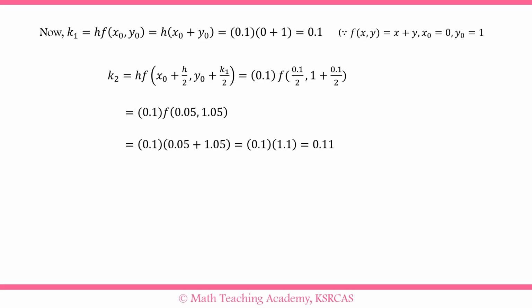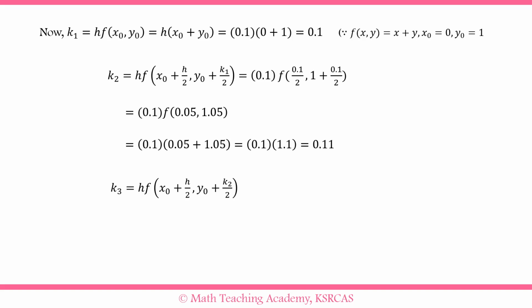The next step is 0.1 into, here the form is f of x comma y, f of x comma y is x plus y. Now substitute x equal to 0.05 and y equal to 1.05. So add the values, we get the answer 0.11. So therefore k2 equal to 0.11. Next, to find k3 value.